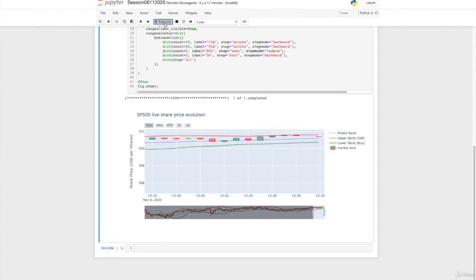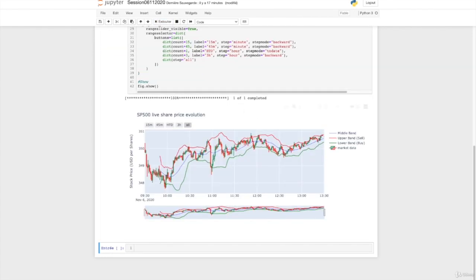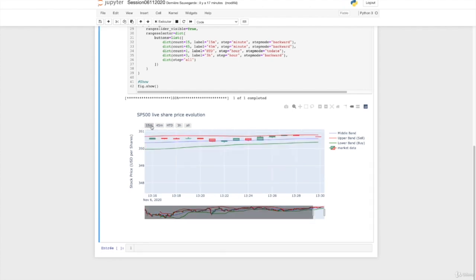Okay, let's re-execute and see what's happening. Yeah, let's focus again. Yeah, the price continued to go down. We went from 350 and, yeah, it's going down.